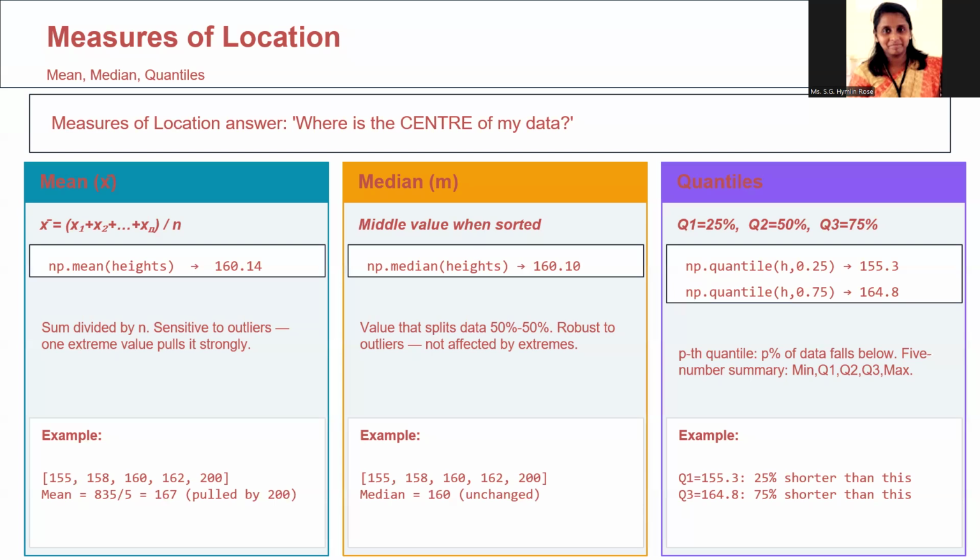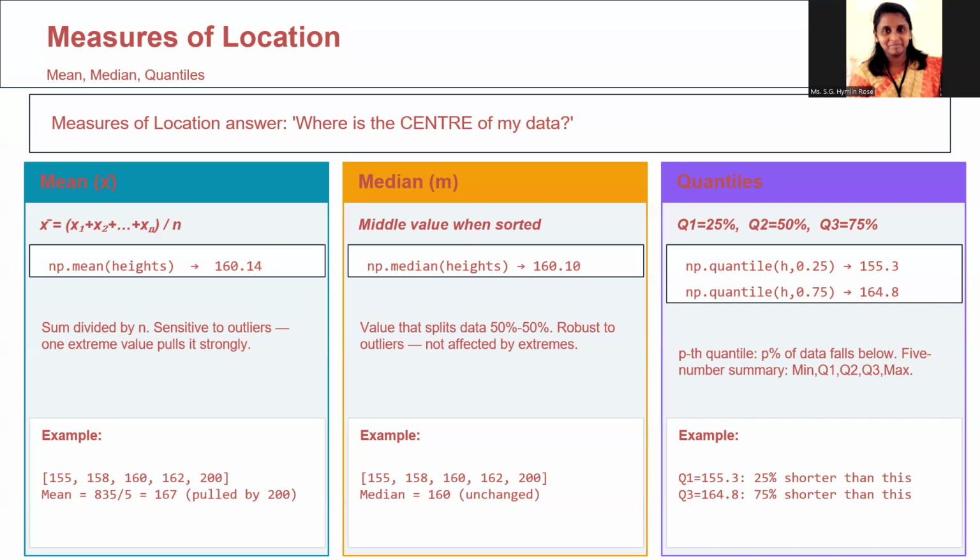The third one is quantiles. Quantiles generalize the concept of the median. The pth quantile represents the value below which p percent of the data falls. So with np.quantile, we are going to use 0.25, 0.50, 0.75, depending on the value you give, and it will give the exact value, right? Q1 represents the 25th percentile, Q2 represents the 50th percentile.